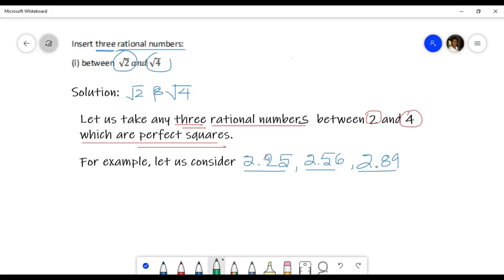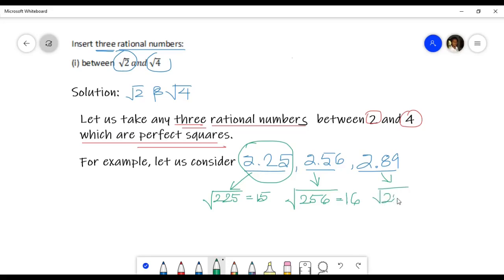Look at 2.25, or 225 over 100. This is a perfect square of 15. And why have I taken 2.56? It's a perfect square of 16. And why have I taken 2.89? That is 289, the perfect square of 17. So I hope you understand now why these three numbers were taken. These are perfect squares, right? So 2.25, 2.56, 2.89, all of these three rational numbers can be put between 2 and 4.